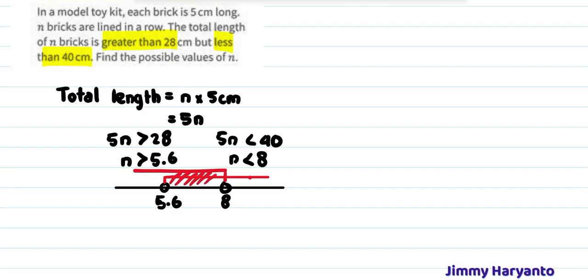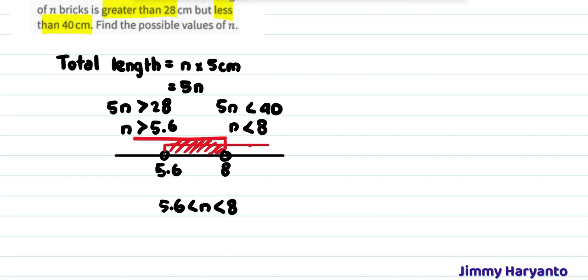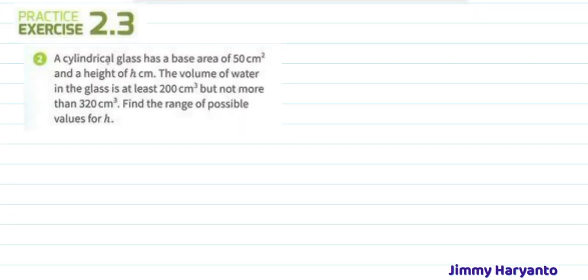Yeah, so the area will be this one, and that means the final answer will be 5.6 less than n less than 8. Okay, so find the possible values of n. That means n can be 6 or 7. Yeah, 6 or 7. Next is question 2. For question 2, a cylindrical glass has a base area of 50 centimeters squared and a height of 8 centimeters.